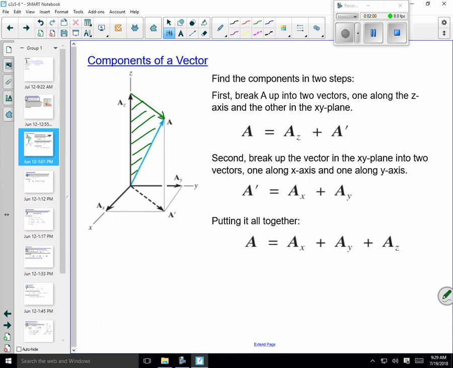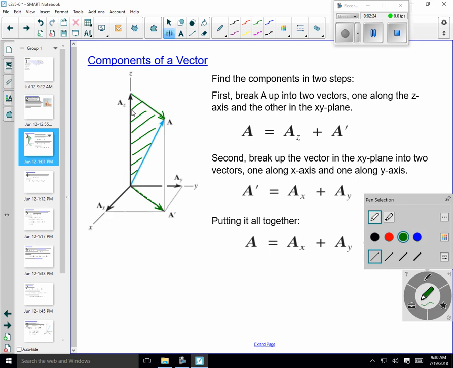Right? It's some length, but it's not parallel to either x or y. I can drop it down. It's in the xy plane, but it's not parallel to either x or y. So the first thing I do is just like I did with 2-dimensional vectors. I break this vector A up into 2 components, Az and A prime. Then I have to break up A prime using a different triangle. So now I go down here and I'll use maybe this triangle, and I break A prime up into x and y.